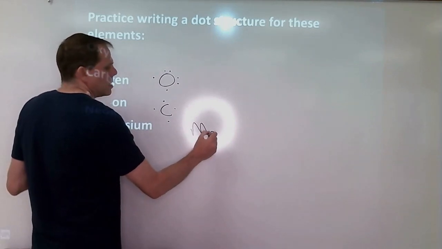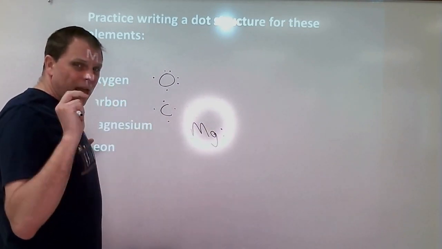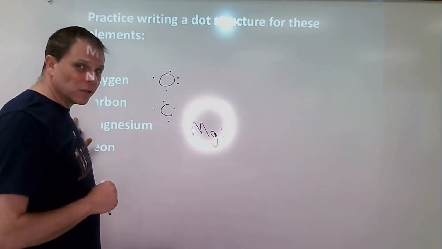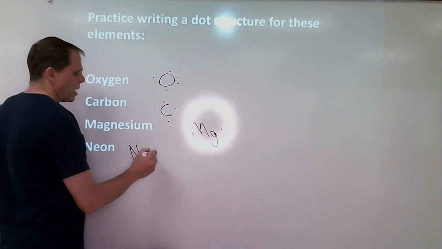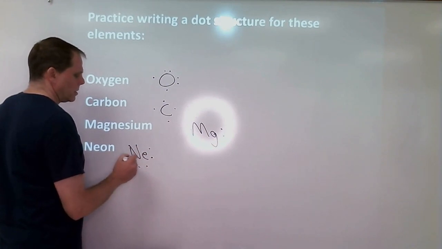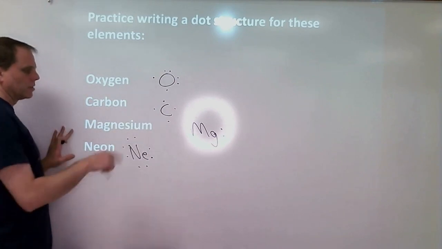Magnesium, I would just show 2 electrons. Why? Because magnesium is in column 2, and all of column 2 has 2 valence electrons. Neon, I would just put 2 around every side because neon has 8 total valence electrons, and so surround it.